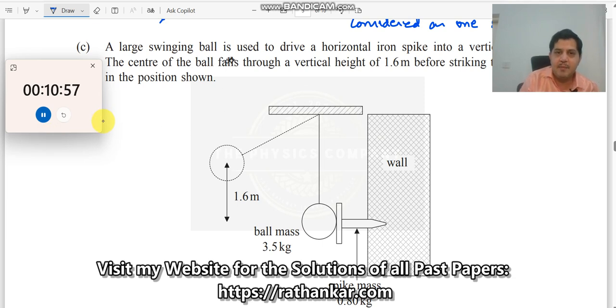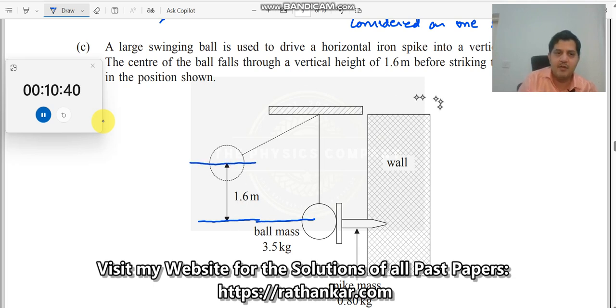A large swinging ball is used to drive a horizontal iron spike into a vertical wall. So the large swinging ball is going to hit this one here, and there's a nail which is being kept over here. The center of the ball falls through a vertical height of 1.6 meters. So this height it falls down, and then strikes the spike as shown. The moment it strikes the spike, this will be nailed inside the wall.